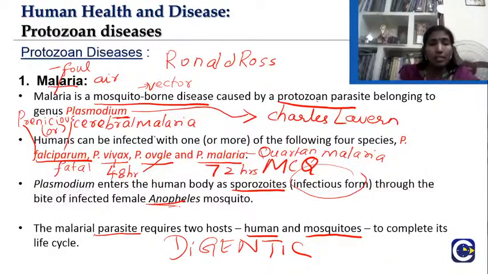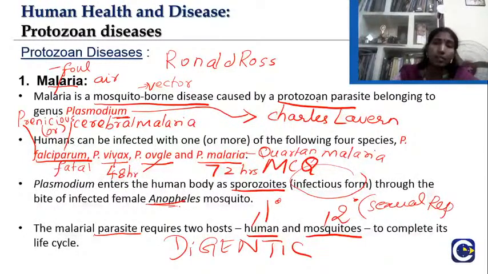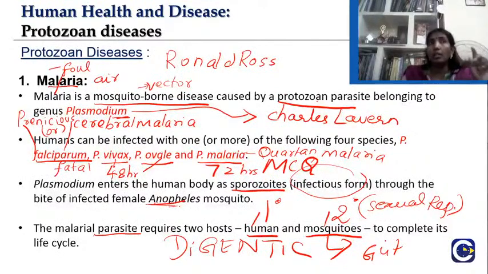So what is there in the human? The human is actually the primary host. What about the mosquito? It is the secondary host. Here, they can ask this question about sexual reproduction: sexual reproduction of Plasmodium takes place in which host? The mosquito. Particularly where does it take place? In the gut of the mosquito. So we have two hosts. That is why we call it a digenetic parasite.